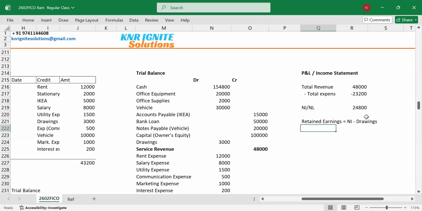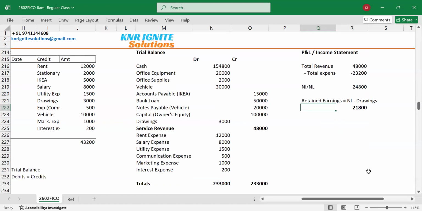So let's say I already know 24,800 is my net income minus my drawings of 3,000. My retained earnings is 21,800. What will happen to this retained earnings? This will be carried forward to your balance sheet. We'll transfer this to the balance sheet. That's what we need to understand.